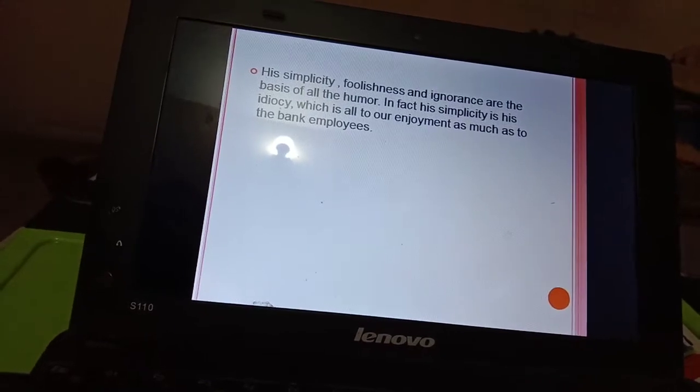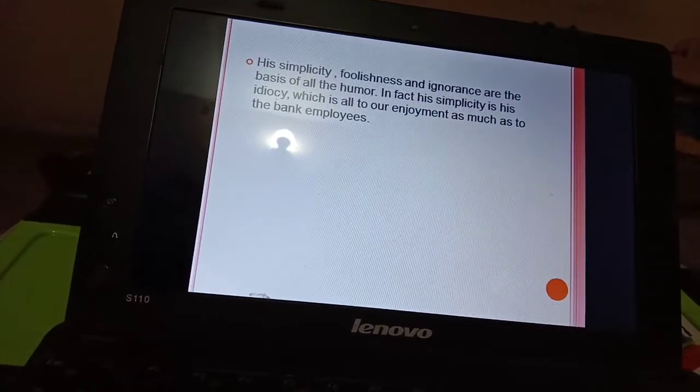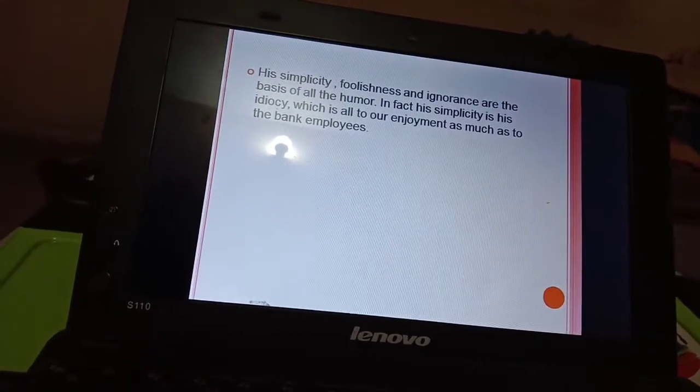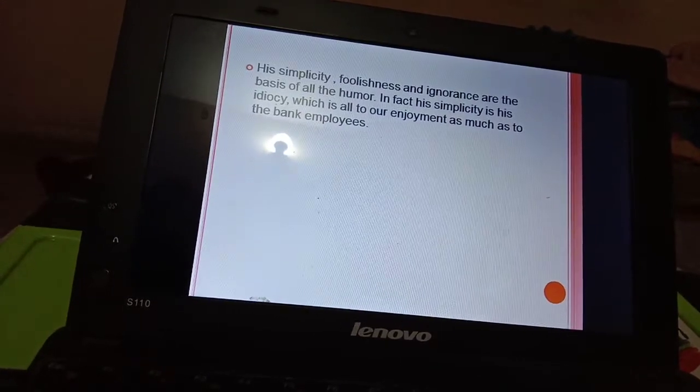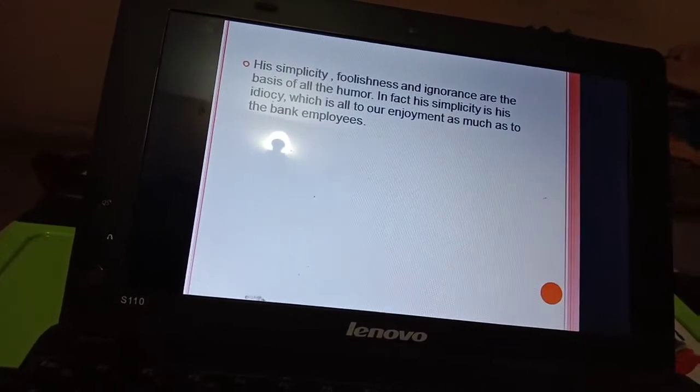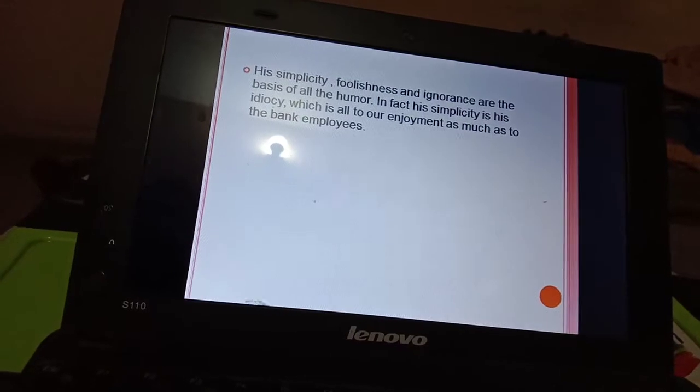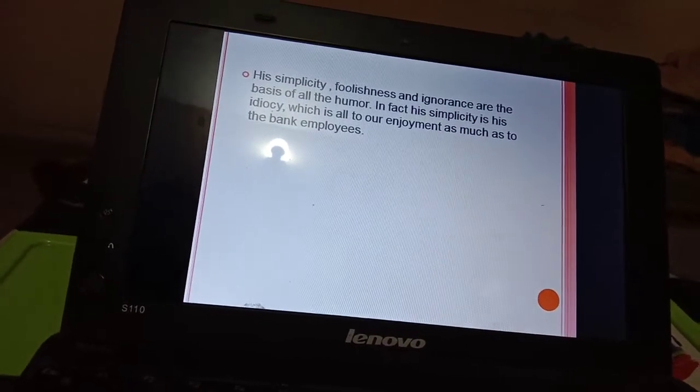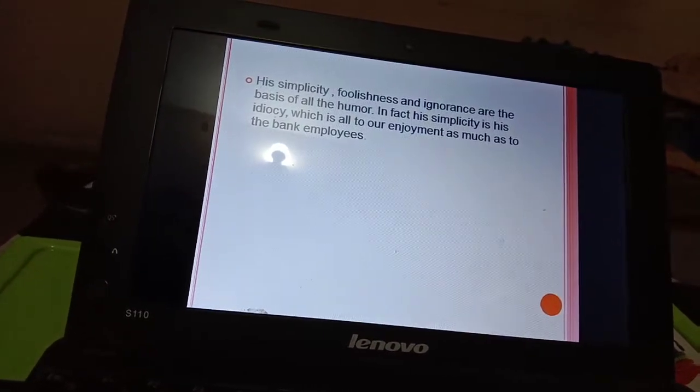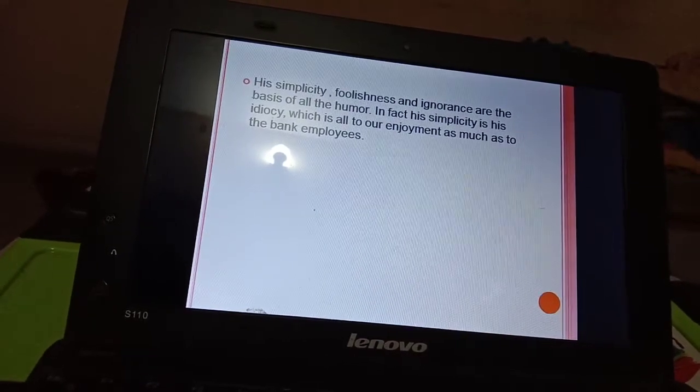So dear students, while reading and understanding this lesson, you must enjoy it and study it twice or thrice, so you will be able to understand as well as enjoy it.